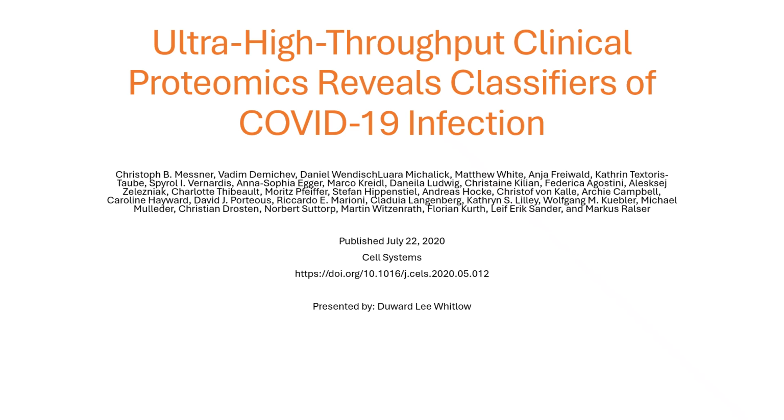Hello, my name is Deward Lee Whitlow, and I'll be presenting the article Ultra-High Throughput Clinical Proteomics Reveals Classifiers of COVID-19 Infection by Christoph Messner et al. It was originally published on July 22nd, 2020 in Cell Systems, and here you can see the digital object identifier.